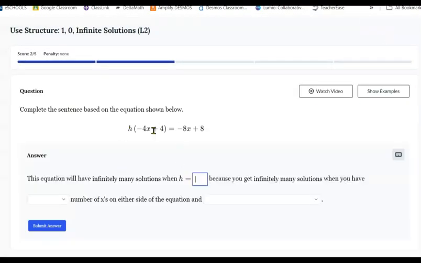So in this topic, look carefully at what you're distributing so that you can get the right amount of solutions. Infinitely many solutions have matching variable terms. So I need a 2 in the h position so that I can get the same number of x's and the same constants.